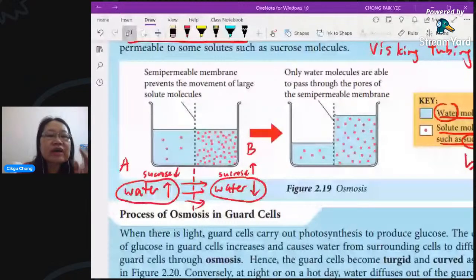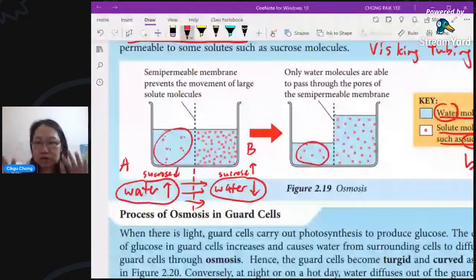On the left hand side I got 5. On the left hand side here now is still 5. And here, of course, I cannot count too many for me to count on the B side. The number of sucrose on both sides of the solution will still be the same.